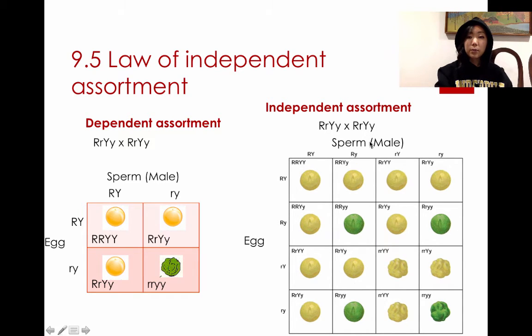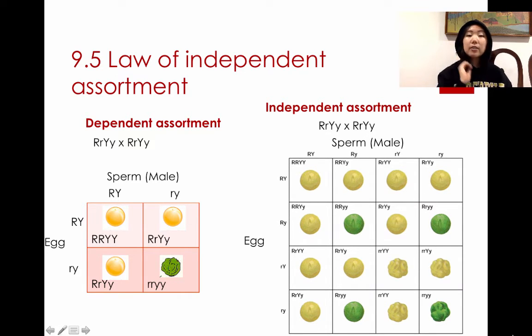So here's the different possibilities. The sperm cell from one heterozygous parent could be big R, big Y, big R, little y, little r, big Y, or little r, little y. And the same goes for the egg cells. It could be any of these combinations. And so when you cross all the different possibilities of the sex cells of both of the parents together, you have 16 of these different combinations. Notice that some of them are repeats, but you have a lot more possibilities for the offspring.